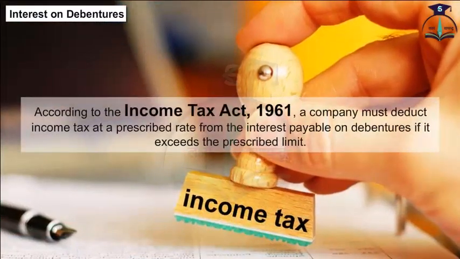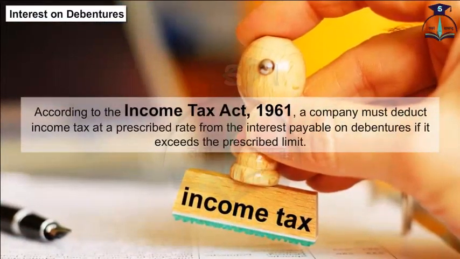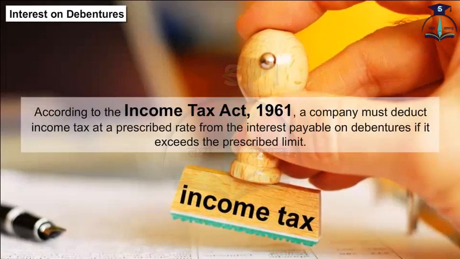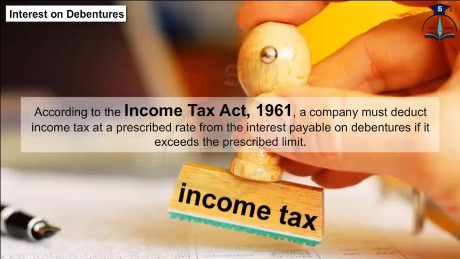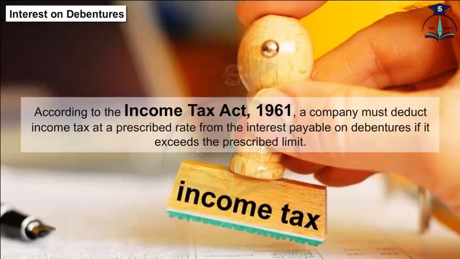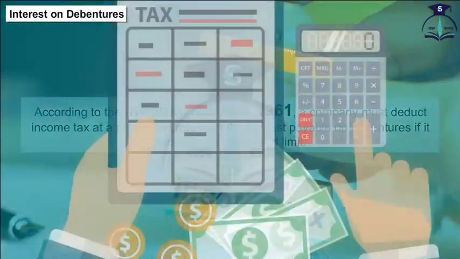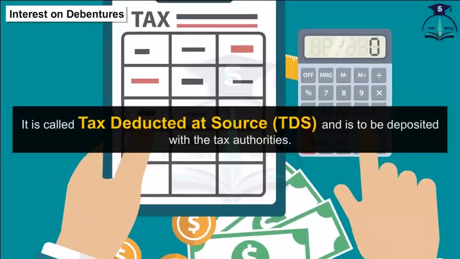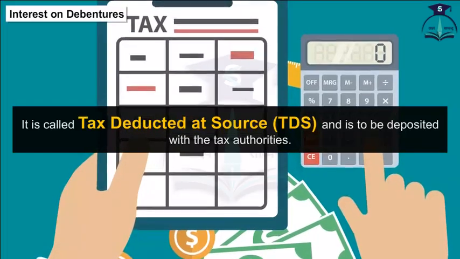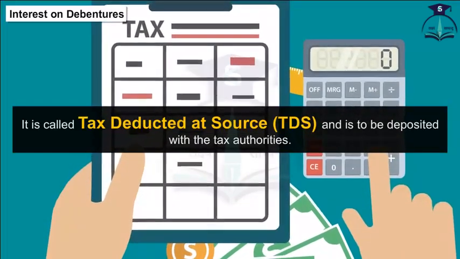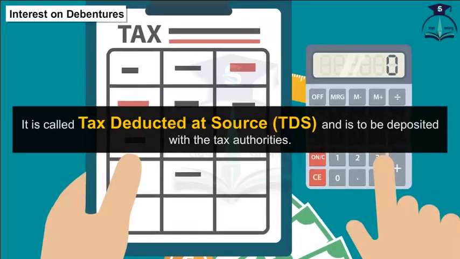According to the Income Tax Act 1961, a company must deduct income tax at a prescribed rate from the interest payable on debentures if it exceeds the prescribed limit. It is called Tax Deduction at Source (TDS) and is to be deposited with the tax authorities.